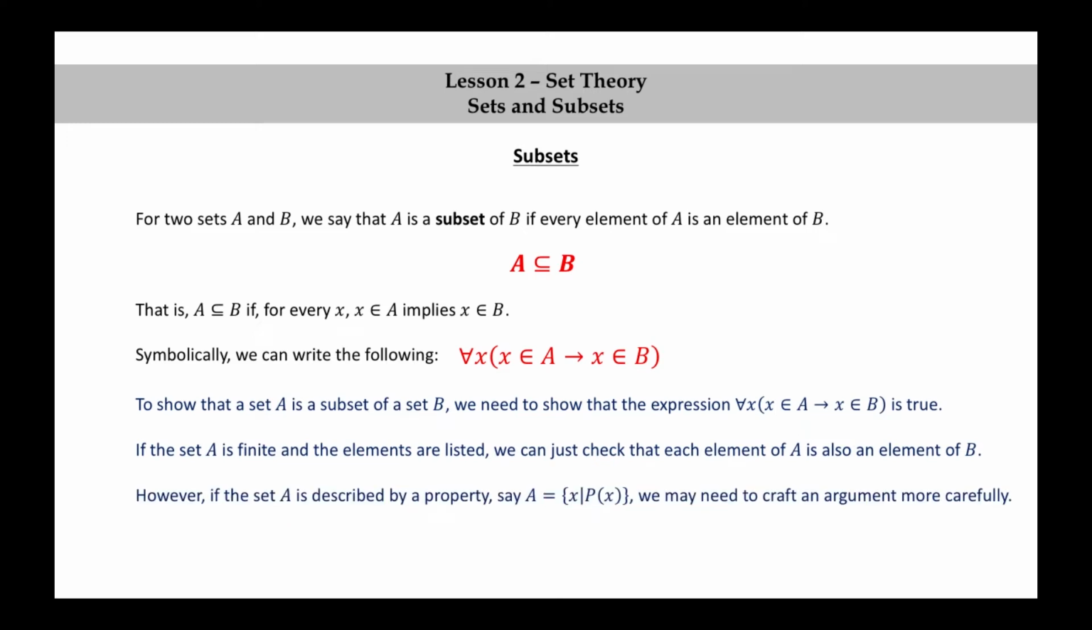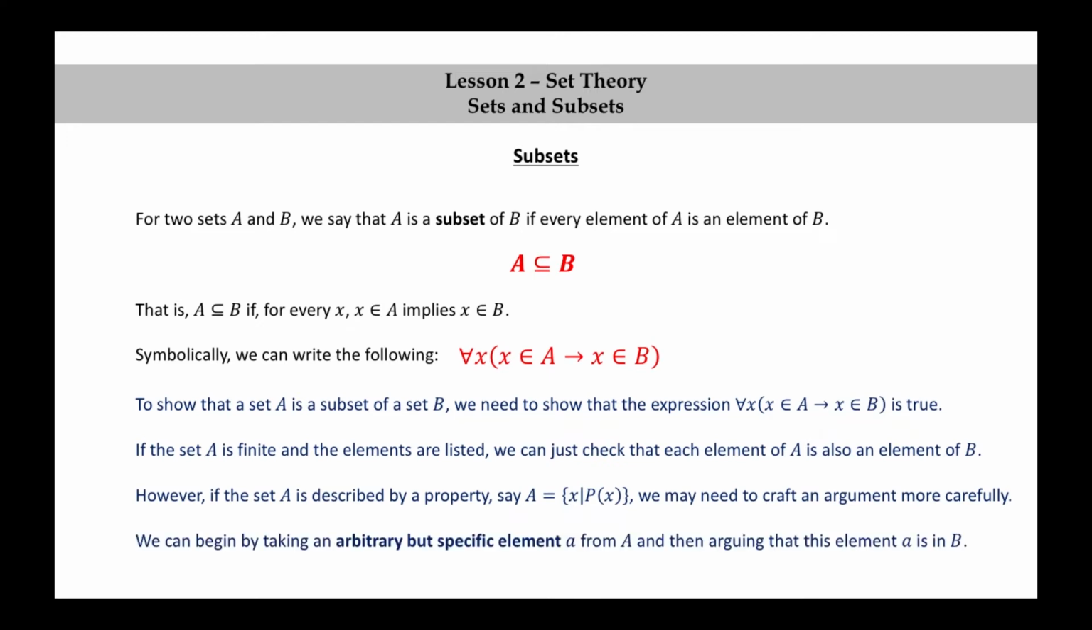Now, if instead of listing the finitely many elements of the set A, suppose that the set A is described by a property. Say A is equal to the set of x such that the property P of x is true. We might need to craft an argument more carefully in this case. We'll usually do this by taking an arbitrary but specific element little a from the set capital A, and then arguing that this element little a is in the set B.